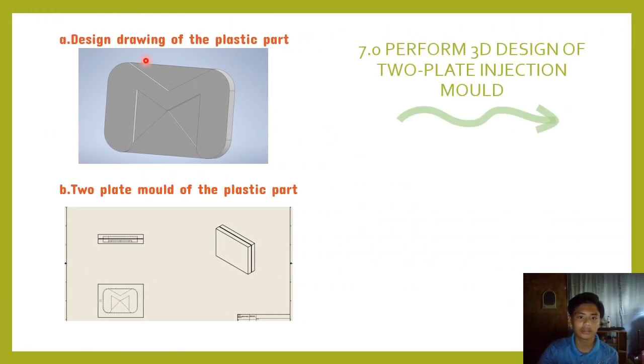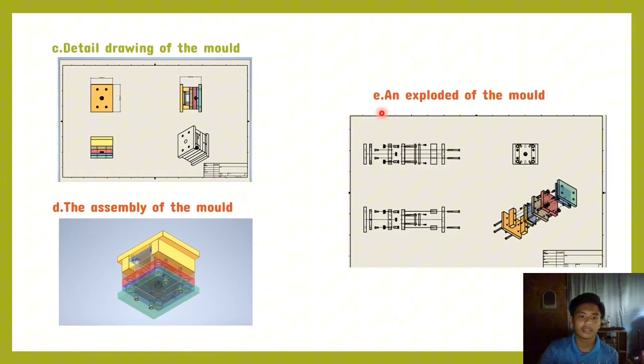Okay, design drawing of the plastic part. I made a Google icon as my plastic part, and this is the two-plate mold of the plastic part. This is the detailed drawing of the mold. This is the three-plate assembly of the mold, and this is an exploded view of the mold.